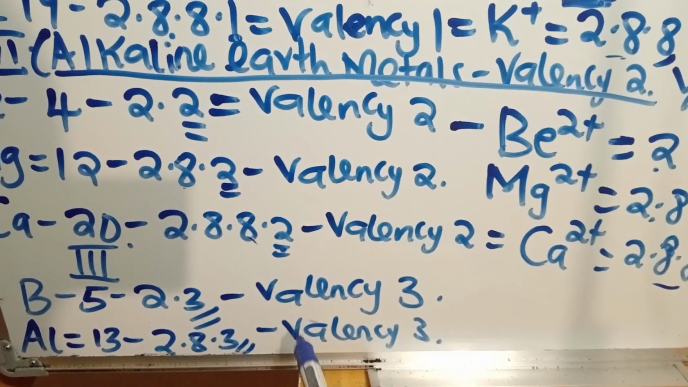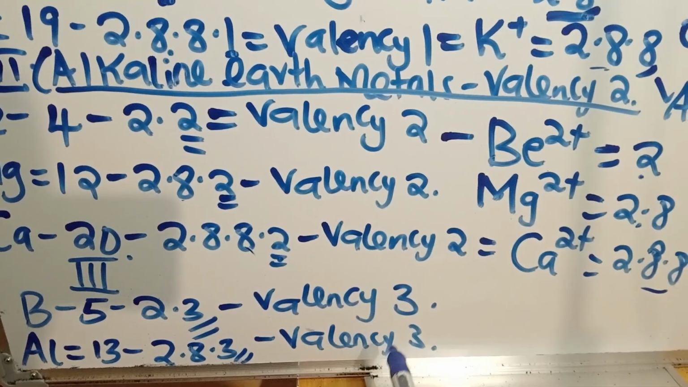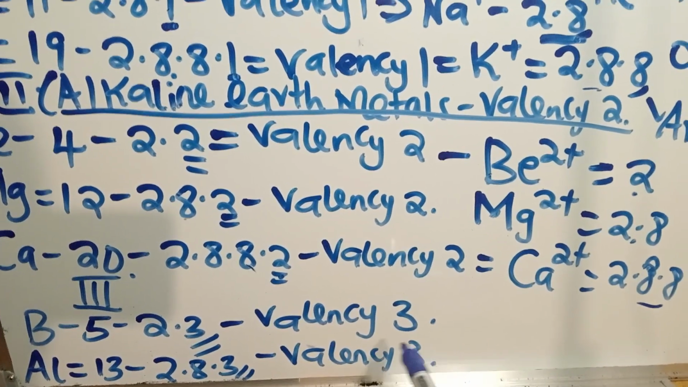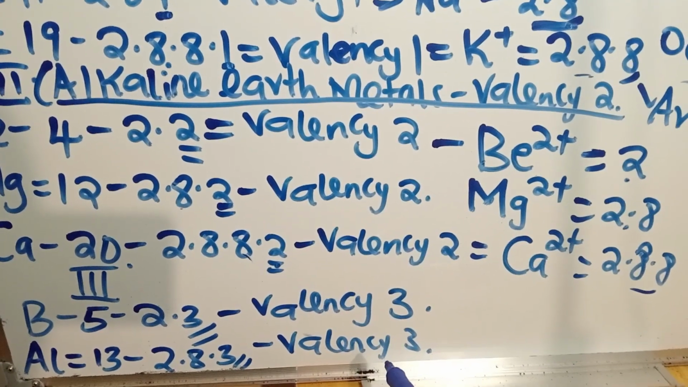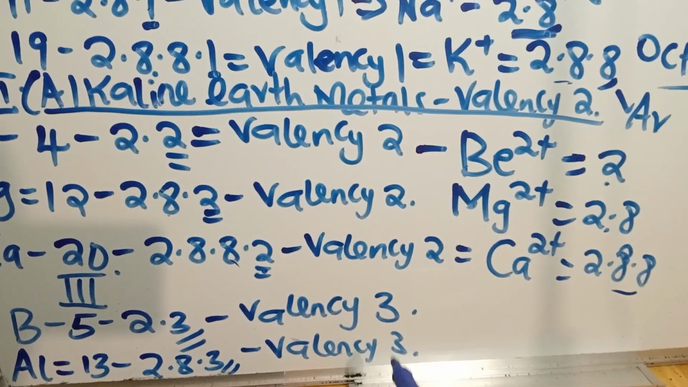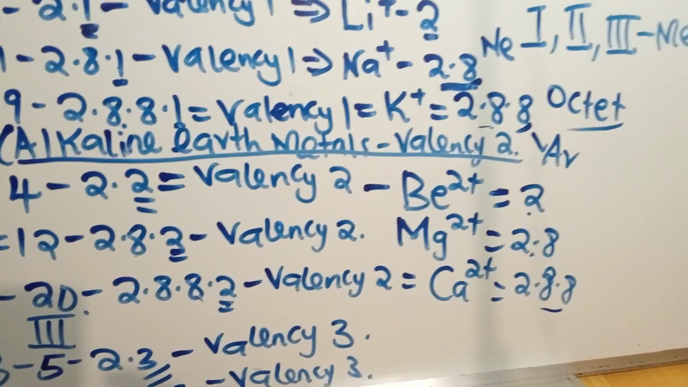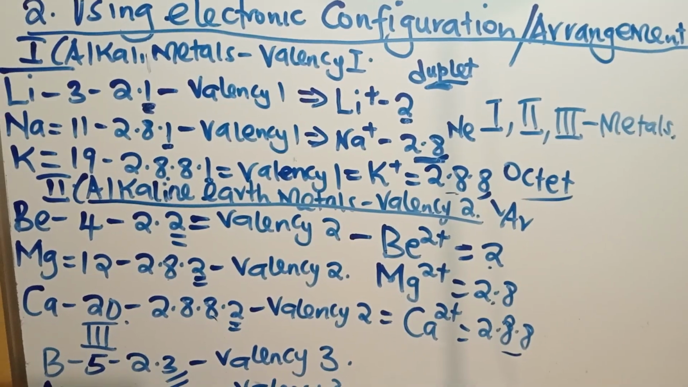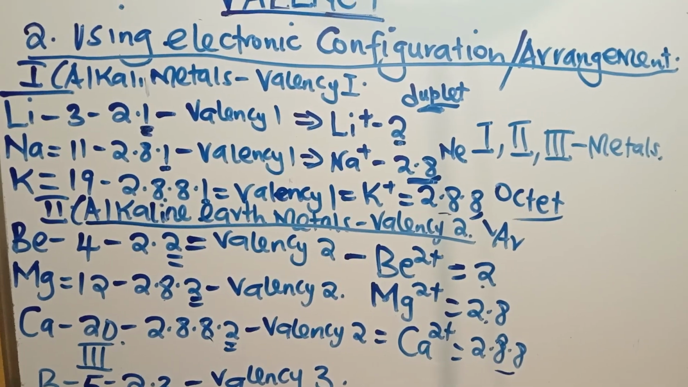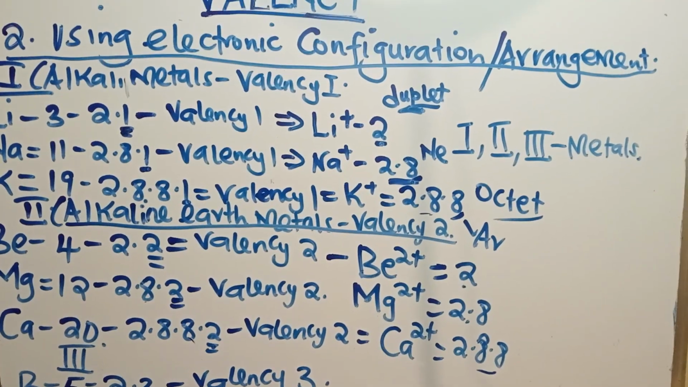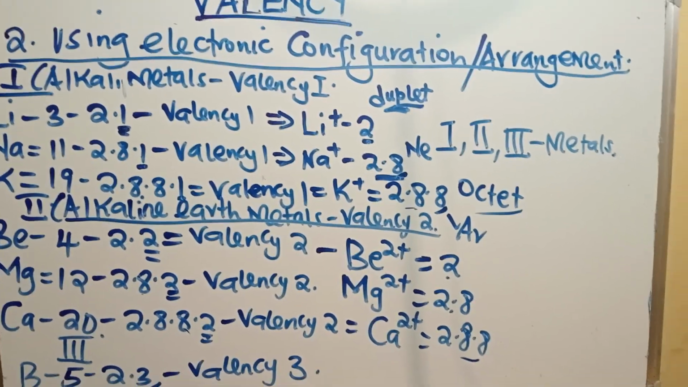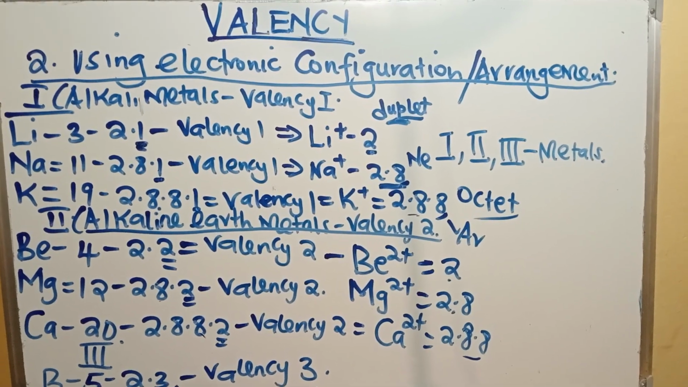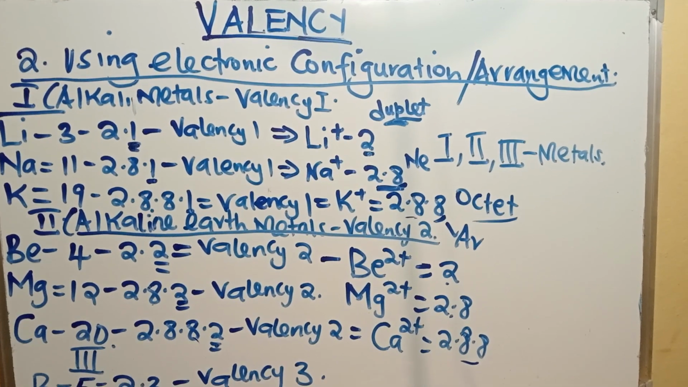So for your assignment, determine what kind of ions will be formed once boron and aluminium, each one loses 3 electrons from the outermost energy level. Remember, the lessons that we have, a good number of them up to this far, are all to assist you to know the 2 major ways that you can use when you are determining the valency of any given element.